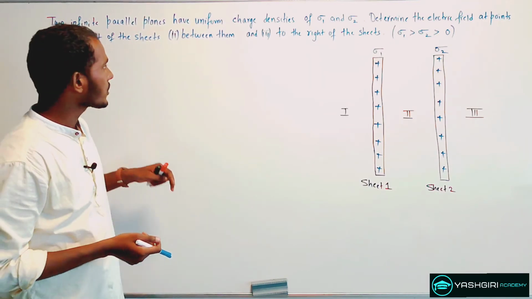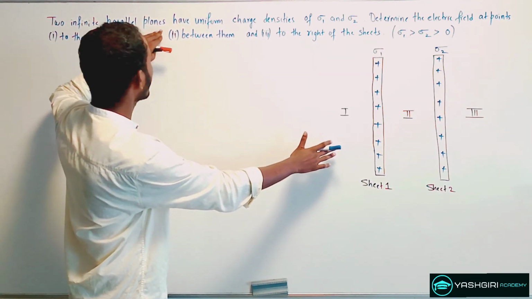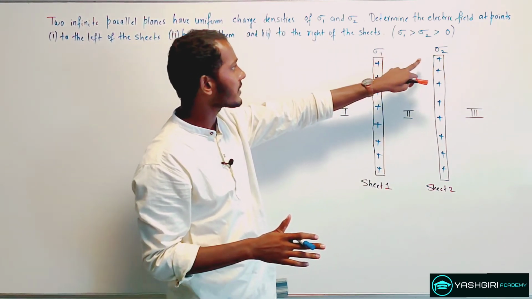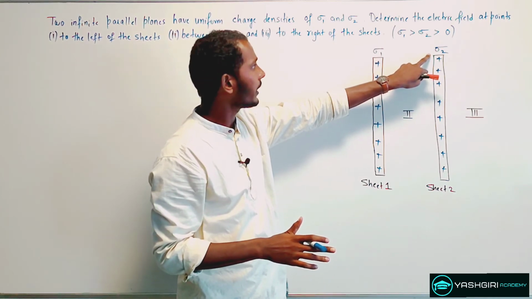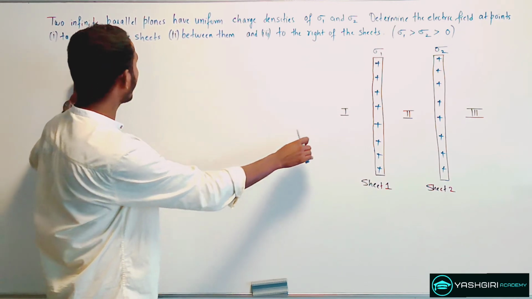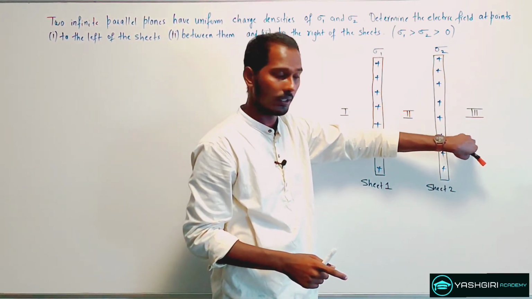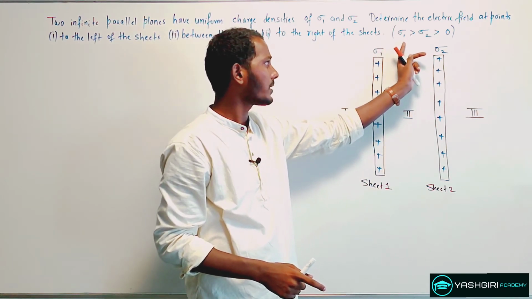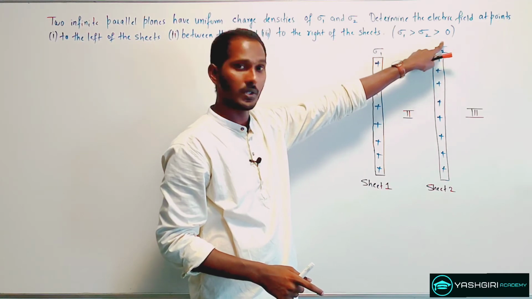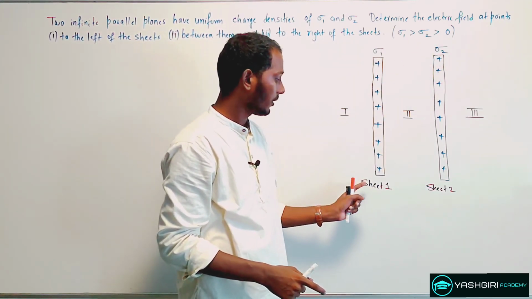Now here in this question, we are given 2 infinite parallel planes which have uniform charge densities of sigma 1 and sigma 2, and we are told to calculate the electric field at a point to the left of the sheets, between them, and to the right of the sheets. We are told to consider that sigma 1 is greater than sigma 2, which is greater than 0. Which means that a positive charge is available on both these 2 sheets.